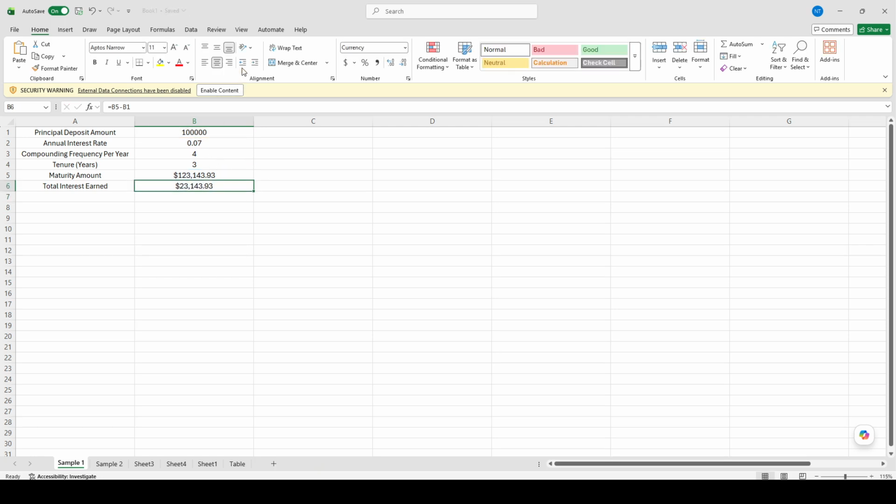You now have both values clearly shown in your worksheet. The total maturity amount in cell B5 and the interest earned in cell B6. That covers everything you need to know.